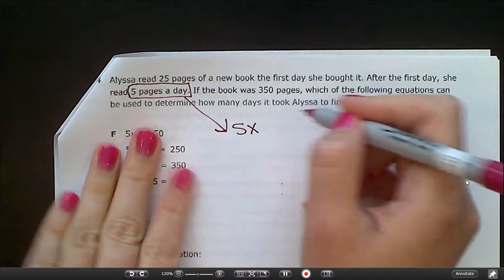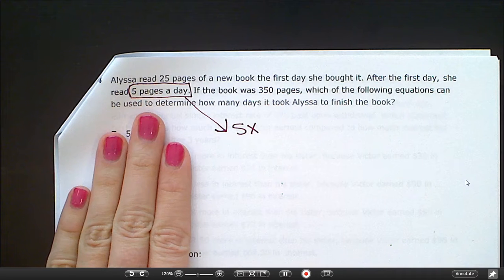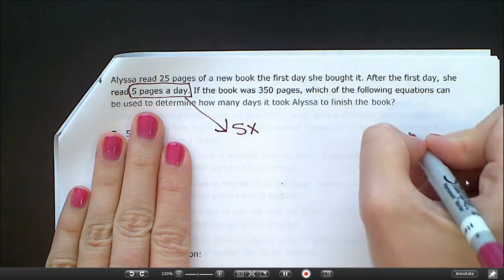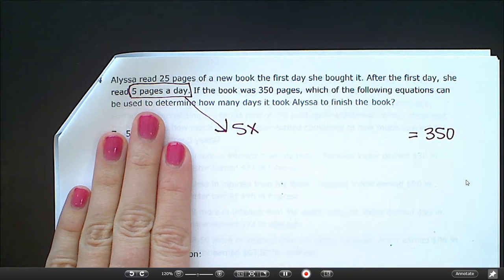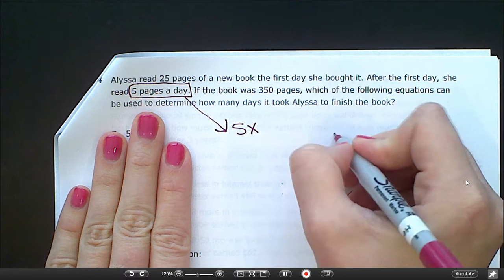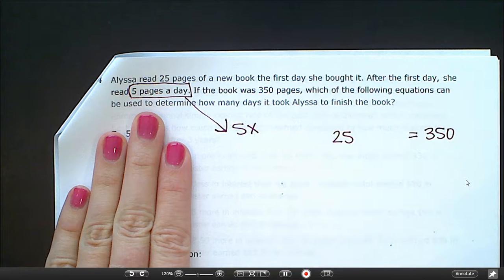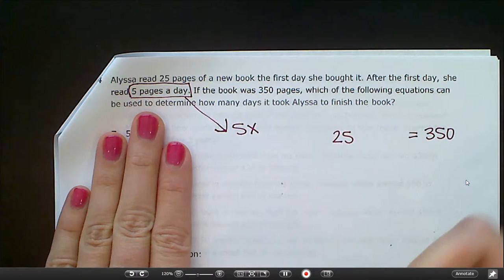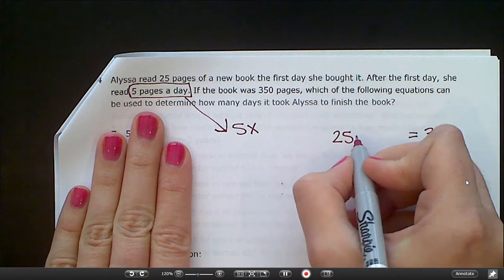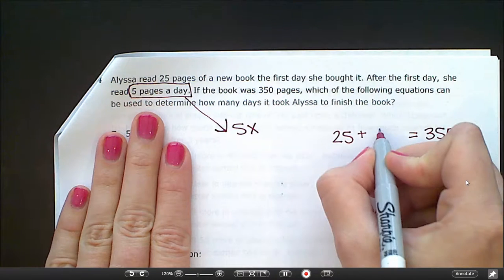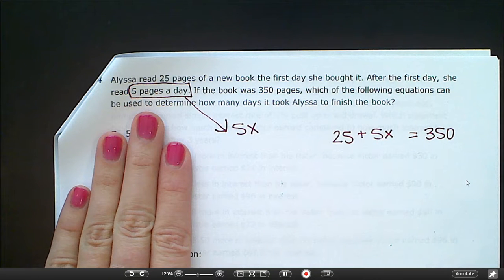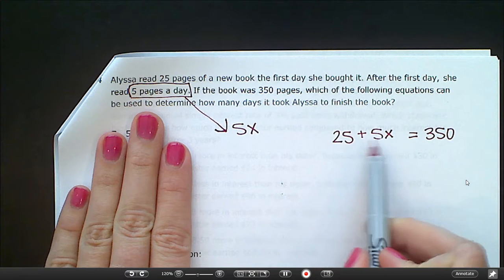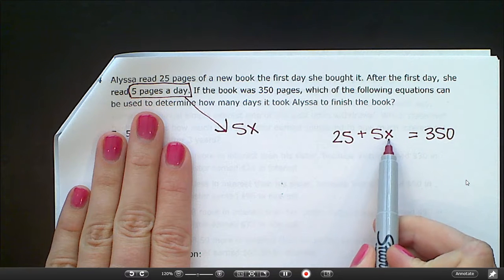Okay, so I know I'm going to ignore these for a minute. And I'm going to say, okay, I know that all of it that she read was 350 pages. Now she read 25 pages the first day, but that has nothing to do with how many days. She didn't read 25 pages each day, just the first day. And then I'm going to add to that the 5 pages that she read on day 1, and day 2, and day 3, and all of those. So 5 pages per day after that.